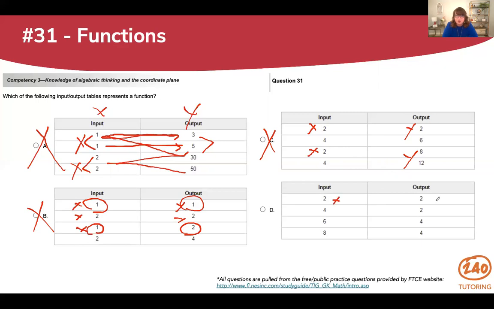X is 2, y is 2. X is 4, y is 2. Now you might be thinking, oh, there's 2 2's, but they have 2 different x values, so it's okay. The y values can be the same as long as the x values are different. And then we have an x value of 6, a y value of 4, an x value of 8, and a y value of 4.